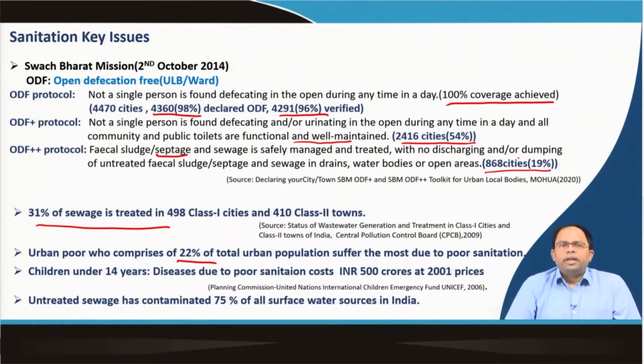Then for children under 14 years, we see a lot of money spent in fighting diseases that primarily result from poor sanitation, and it comes to around 500 crores of rupees at 2001 prices. That is a huge amount of money. And then untreated sewage has contaminated about 75% of all surface water sources in India. So, this is a big concern that we should be very, very careful about, sewage mixing with our open water bodies, which makes them undrinkable or unusable for purposes such as bathing and so on.